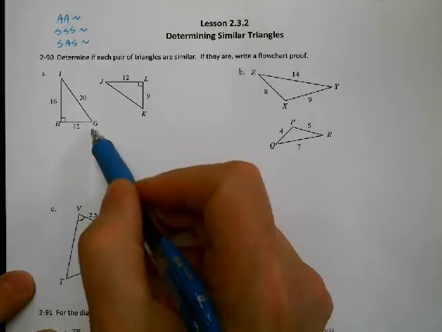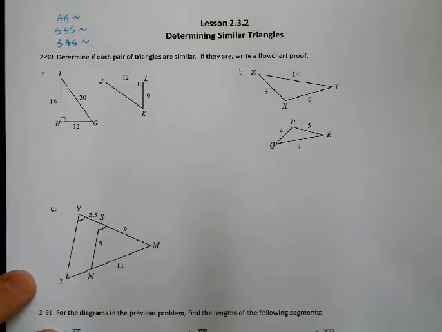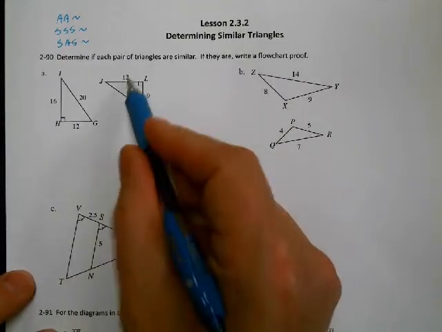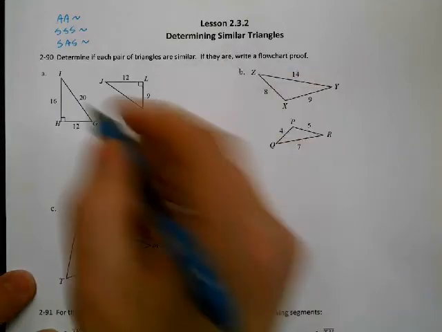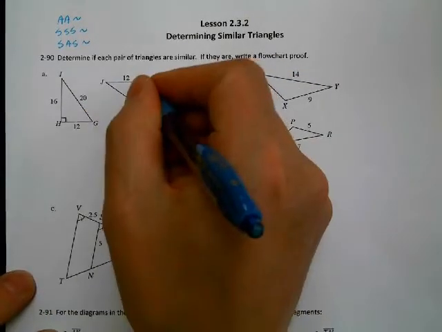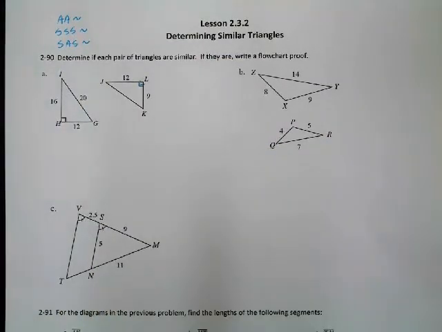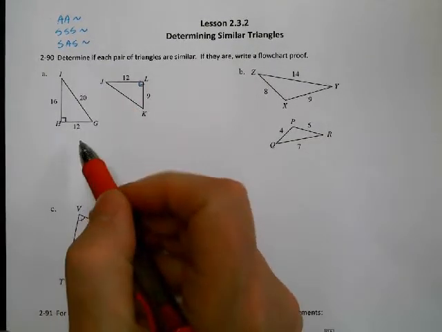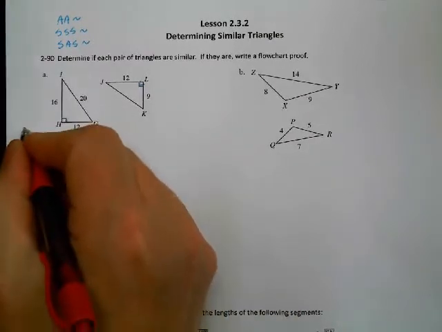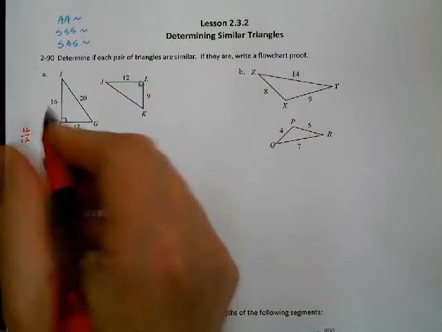So on this one, I can't use side-side-side. I do have all 3 sides here, but I don't have all 3 sides here, so I can't do that. Technically, I could probably do the Pythagorean theorem, but I'm not going to. What I do have is an angle here, and the sides on either side of that angle. So I'm going to try to use side-angle-side, but now I have to see if those sides are proportional. Looking at these 2 legs, 16 is the biggest leg from that triangle, and 12 is the biggest leg from that triangle, so they correspond to each other.